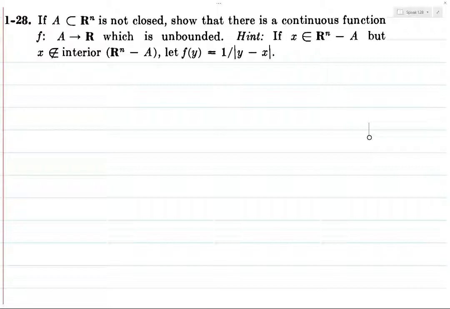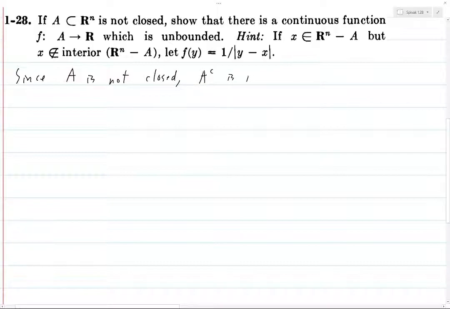we want to prove that there's a continuous function on this set which is unbounded. But this requires that the set A is not closed. Since A is not closed, A complement is not open. So A complement is not equal to the interior of A complement, because we know that open sets are sets which contain their interior.